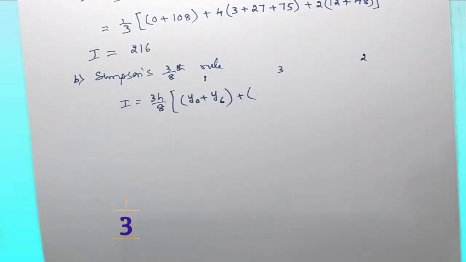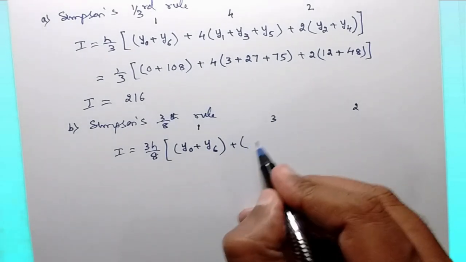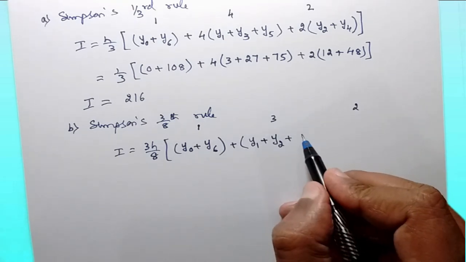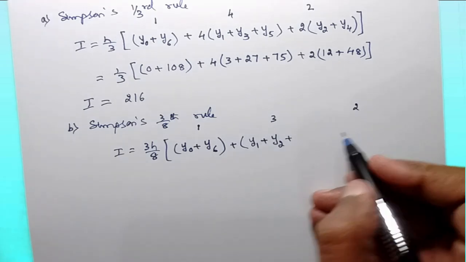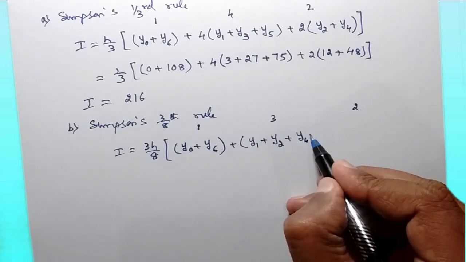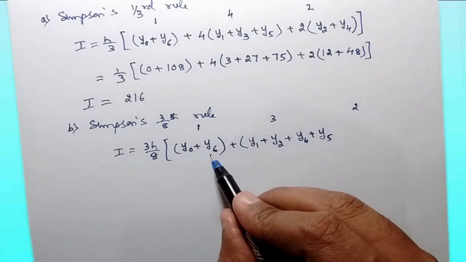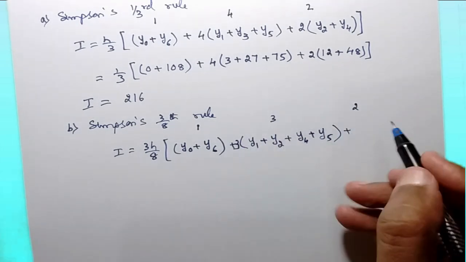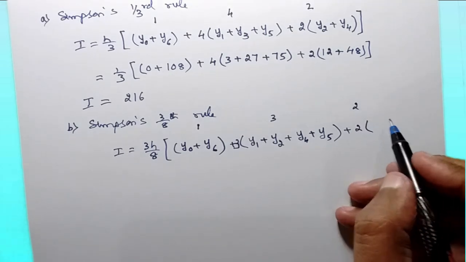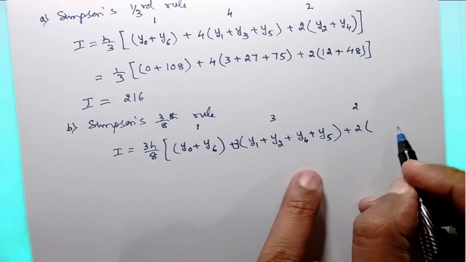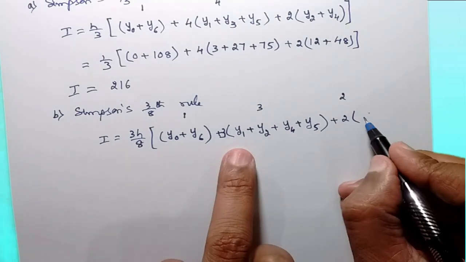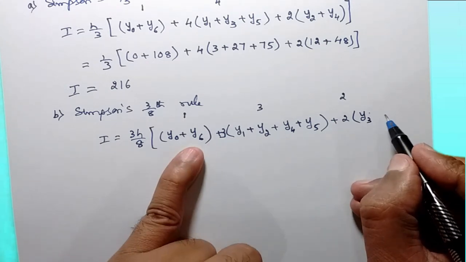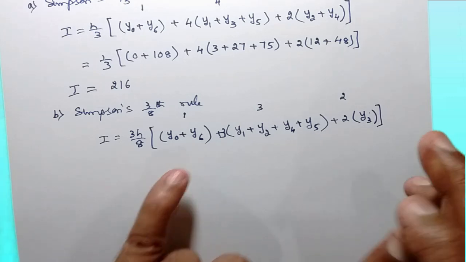As I told you, here you have to write down the non-multiples of 3. So it is y1 plus y2. y3, the subscript is a multiple of 3, so you have to leave y3 there. Then you write y4 and y5. y6 value is already written there, you cannot write it again. This is 3 times of this, and this is 2 times of, what you have to write down, the multiples of 3 starting with y3 onwards. So y3 plus the next multiple of 3, which will be y6. y6 I have already taken, I cannot take that value. This is how you can write it down.